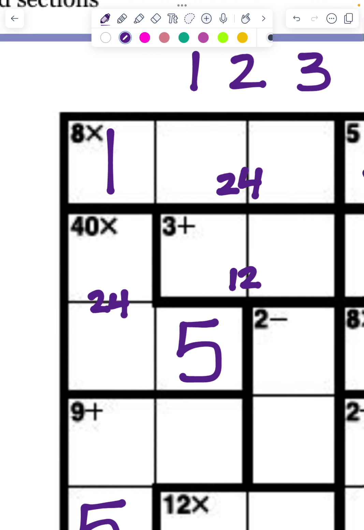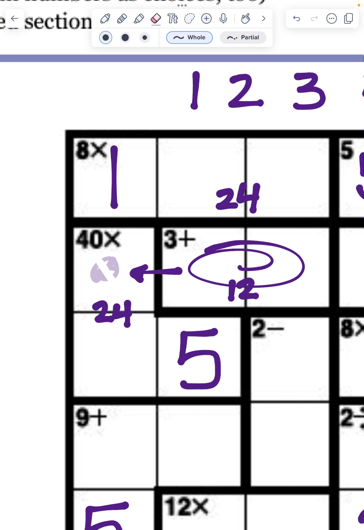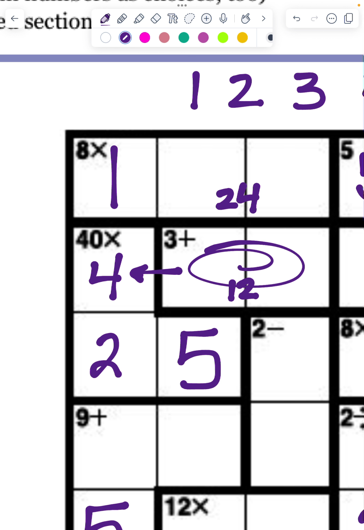And actually, a similar situation is right here. One of these will be a 2, which prevents this one from being the 2. That means this one is the 4, and this one is the 2.